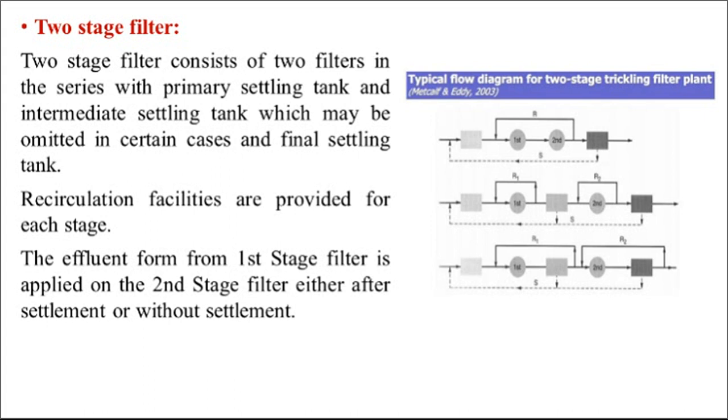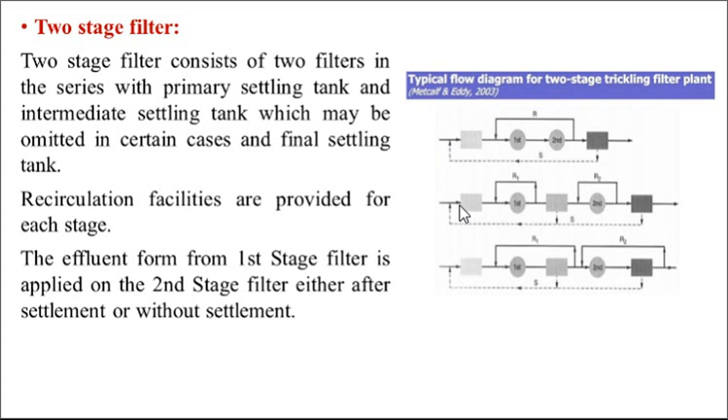Now in this two stage filter, the recirculation is done like this. First one, this is the primary sedimentation tank, this is first stage trickling filter, and this is second stage trickling filter, and this is the secondary sedimentation tank. So recirculation is done like this, or it can also be done like this. So this is the first arrangement.